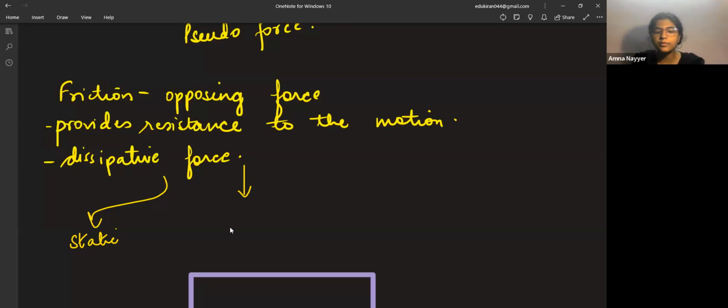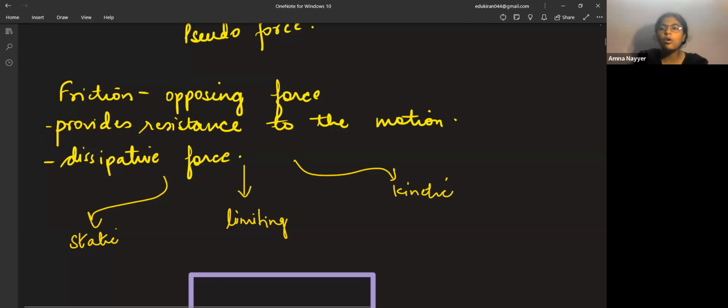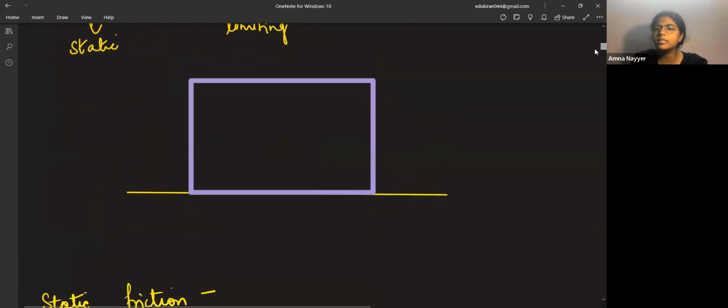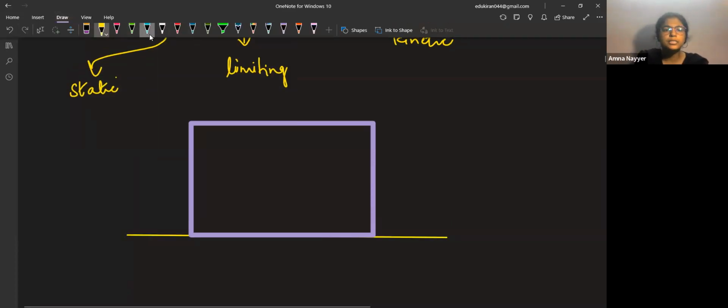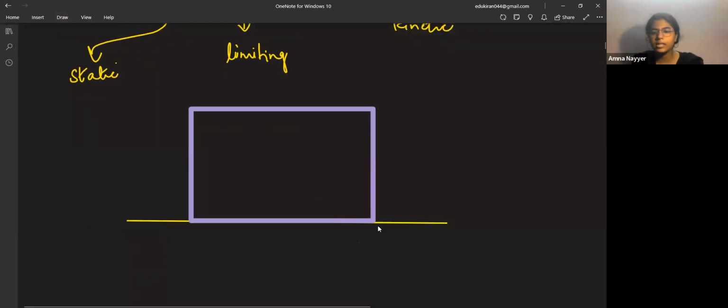First is the static force. You must have heard of all these. Limiting, and last is kinetic. Now we'll discuss all of these three together, because this is talking about a single frictional force only. Suppose, let's say, I have a block. Fine, this is a block.